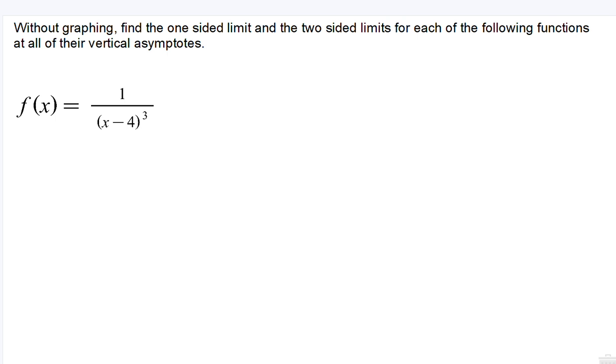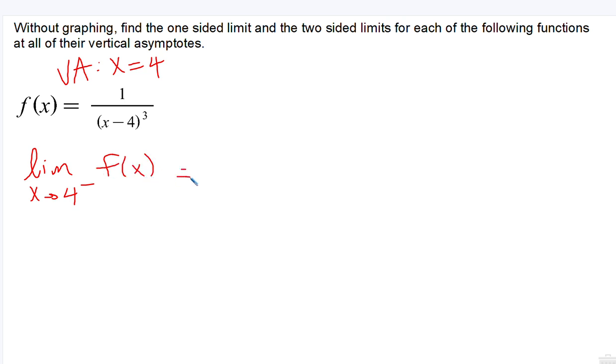So you should be able to look at this function, f of x equals 1 over x minus 4 to the third power, and tell me that this must have a vertical asymptote, and it must be at x equals 4. Because if I plug 4 into it, the denominator is 0, but the numerator is not 0. So we're going to look at the one-sided limits at x equals 4, and then also the two-sided limit there to see if it exists. So we'll start with the limit as x approaches 4 from the left-hand side of f of x.